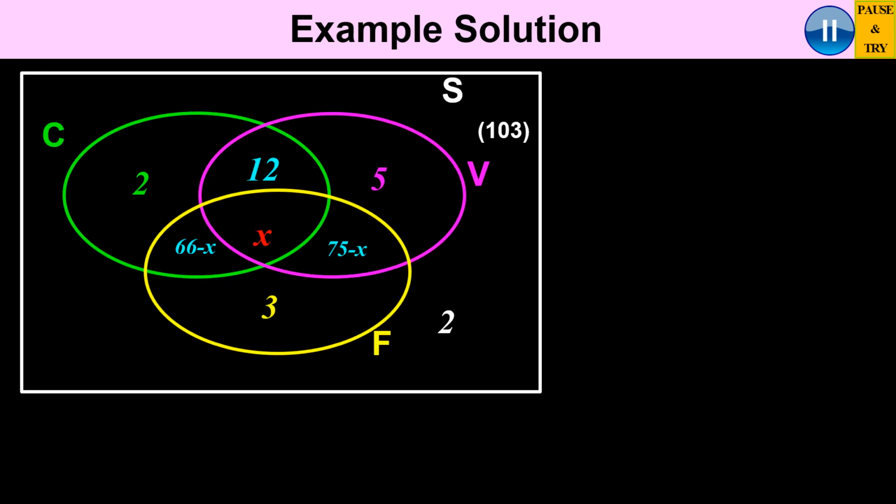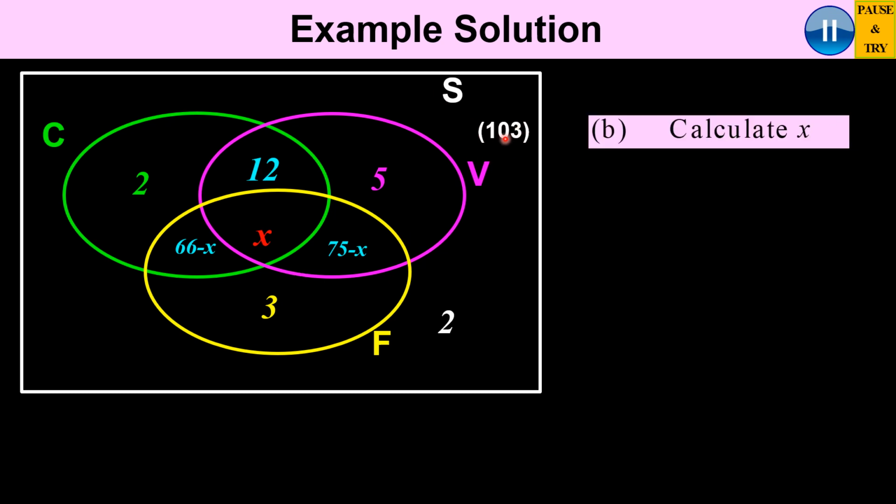Now the next question is, we want to calculate the value of x here. Okay, what do we know there? The sample space consists of 103, so the size of the sample space there is 103. So all of this together should be 103.